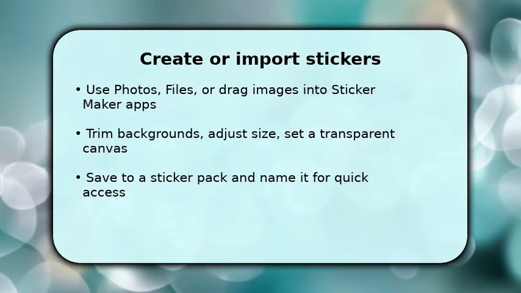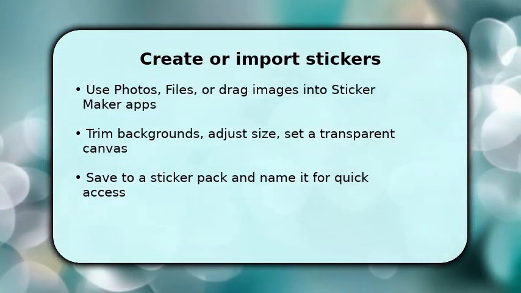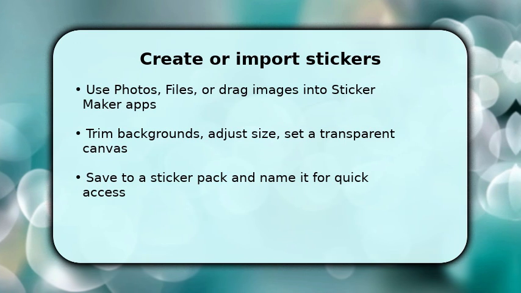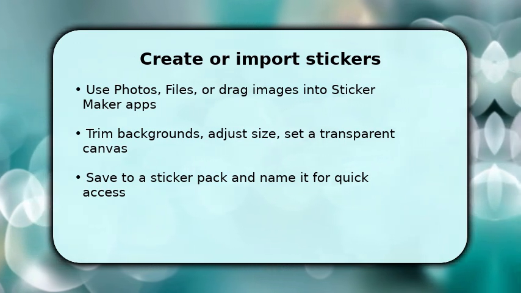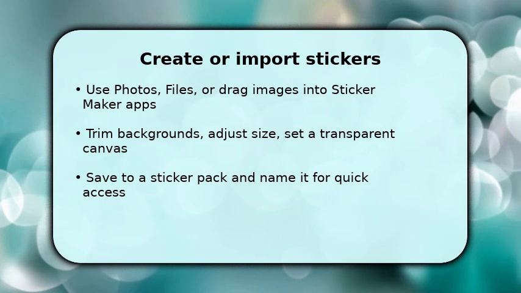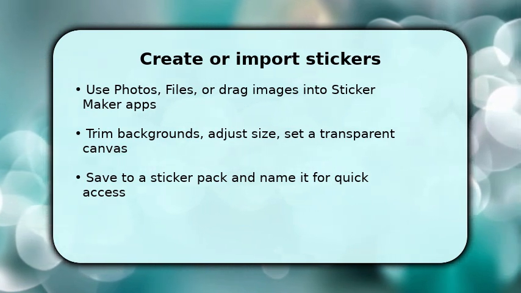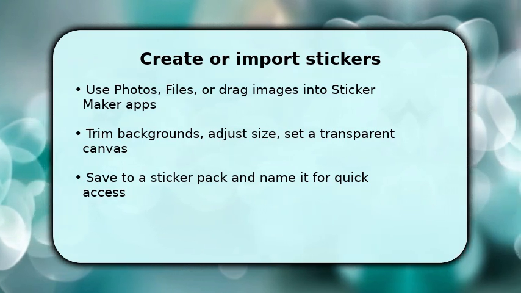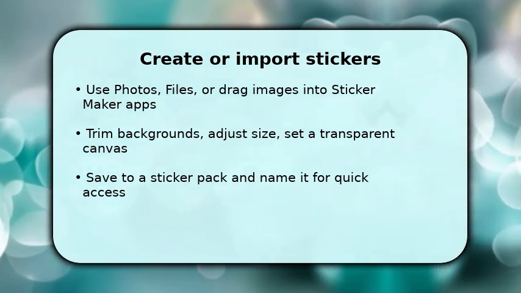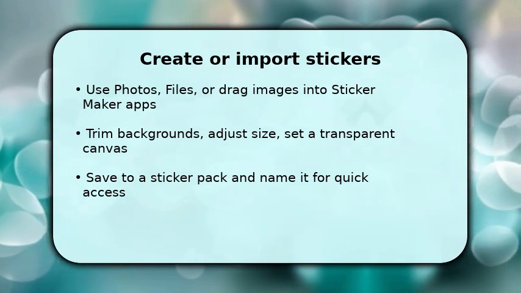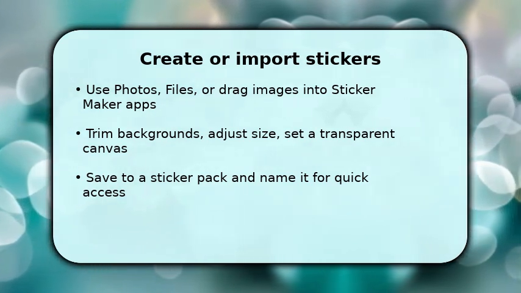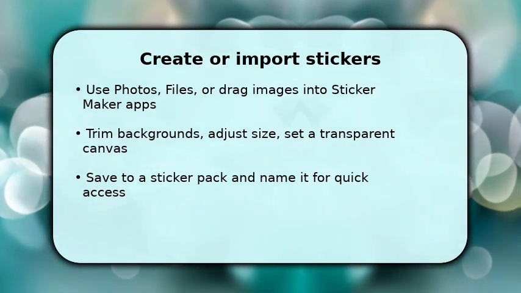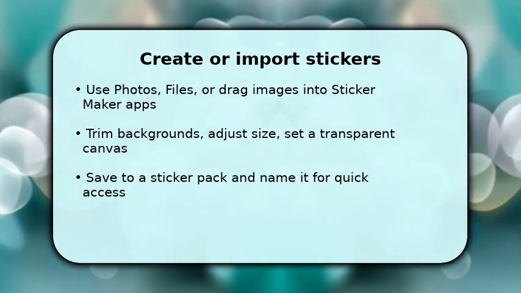Next, you'll create or import stickers so they behave like emojis. Use photos or files, or open a sticker creation app and drag images in. Trimming backgrounds and choosing transparency matters because stickers behave best without clutter. Make sure to set a consistent size so they align with emoji dimensions. This prevents odd scaling in chats. Once you save images into a named sticker pack, the system indexes them, and they appear in your stickers drawer for fast selection and reuse.